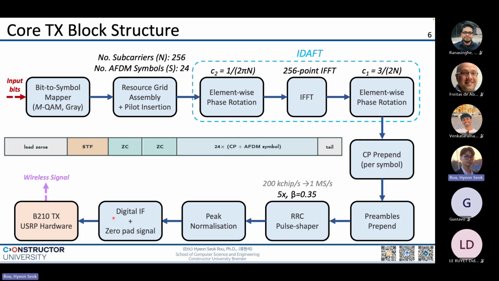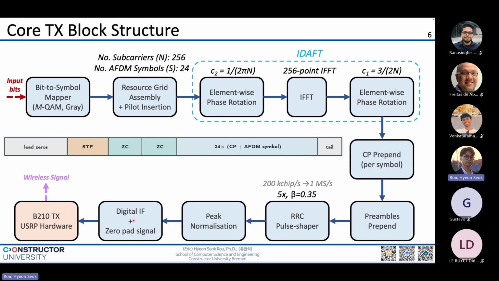And then we have a digital intermediate frequency and a zero pad. So of course we have the zero pad before and after the symbol. This is just, for the sake of the proof of concept, to have some zeros for some radio silence between each symbol. So it's like burst communication just between each block.